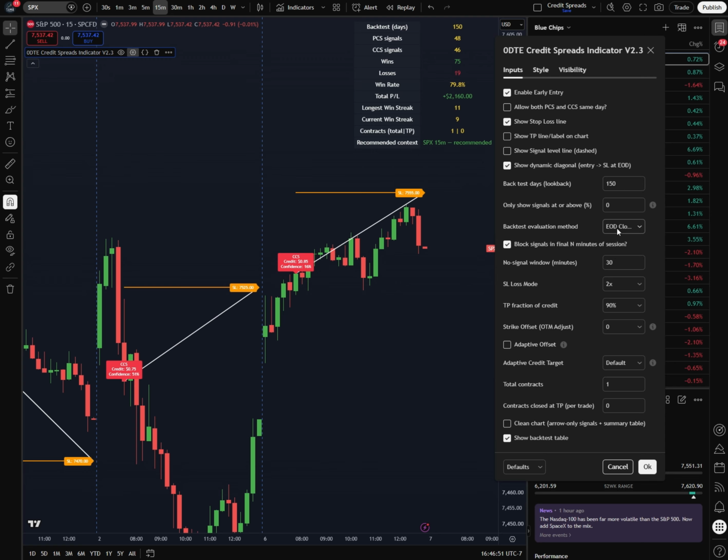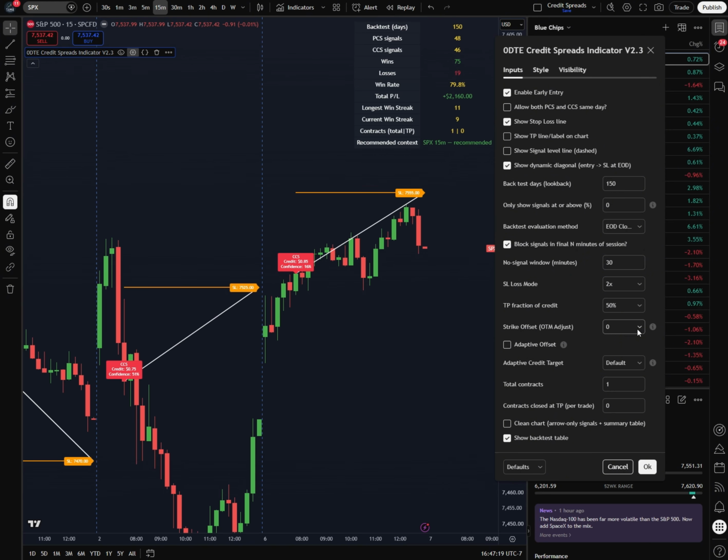Stop loss mode. This will either be 2 times, 3 times, 4 times, or max loss of your credit. Again, all for the backtest table stuff. It has nothing to do with the signals that are on the chart. It's just for backtest. However you want to trade, you want to stop out at 2 times, 3 times, 4 times, or a max loss, depending on how the end of day close is or stop loss close is. Again, we've already went over the take fraction of the credit. Again, all that has to do with the backtest table.